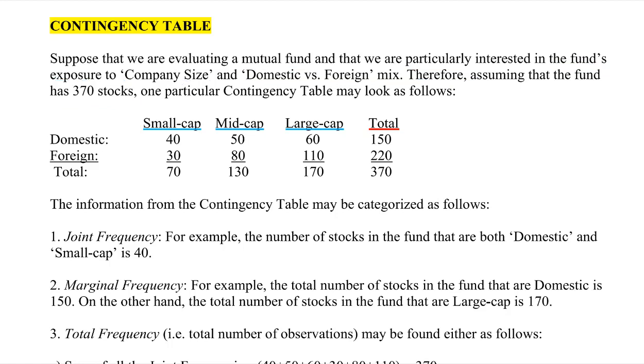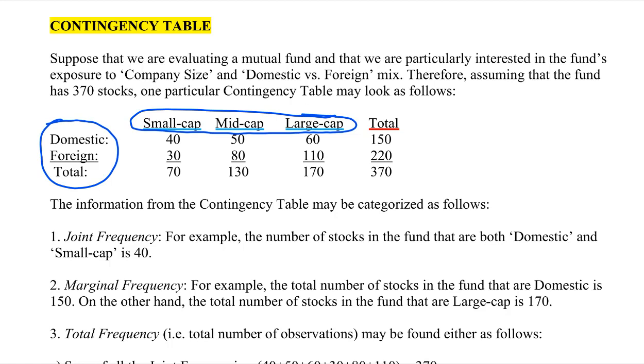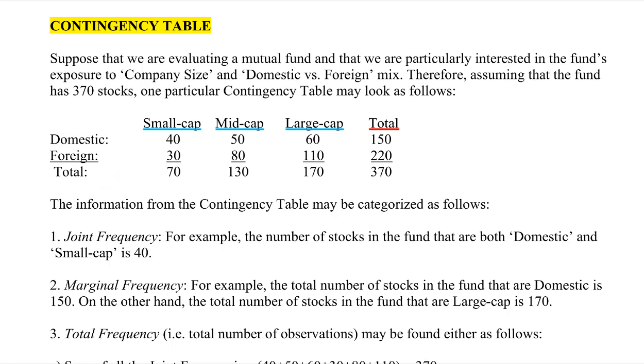So remember, there's two factors, or two dimensions, if you will. The first dimension is company size, so we list that there. And the other dimension is whether the stock is listed in a domestic or a foreign exchange. So there it is. And assuming that we properly categorize all the data points, remember, we have 370 stocks, which is really 370 data points. And here's the way we organize the data points.